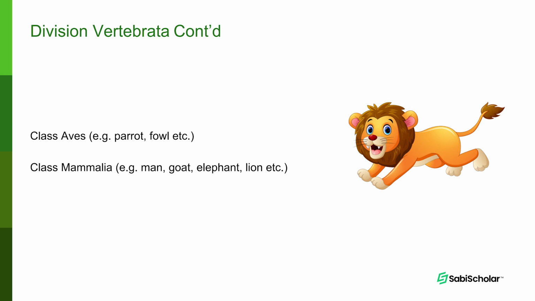Now, there is a difference in the dentition. For class Mammalia, there is a heterodont kind of dentition where their teeth are not of the same size and shapes. And they also have two pairs of limbs, a well-developed brain, a four-chambered heart, and external ears, unlike the Aves that just have the inner and the middle ear.